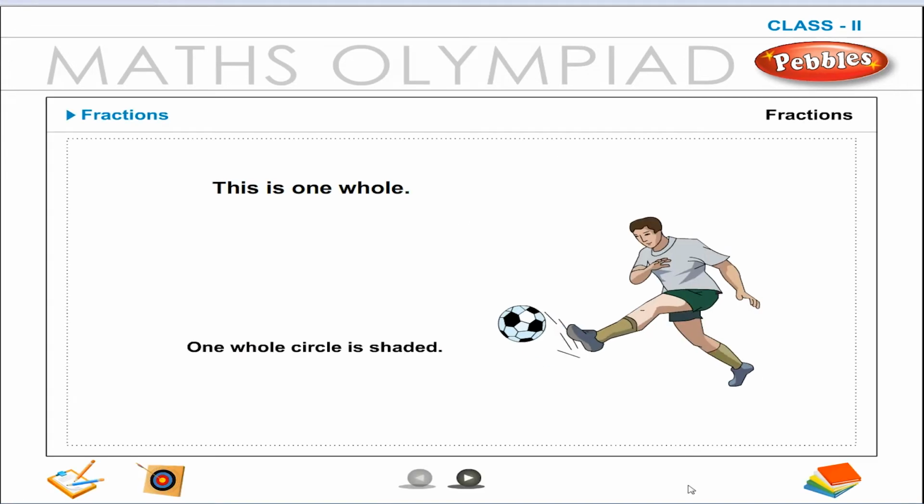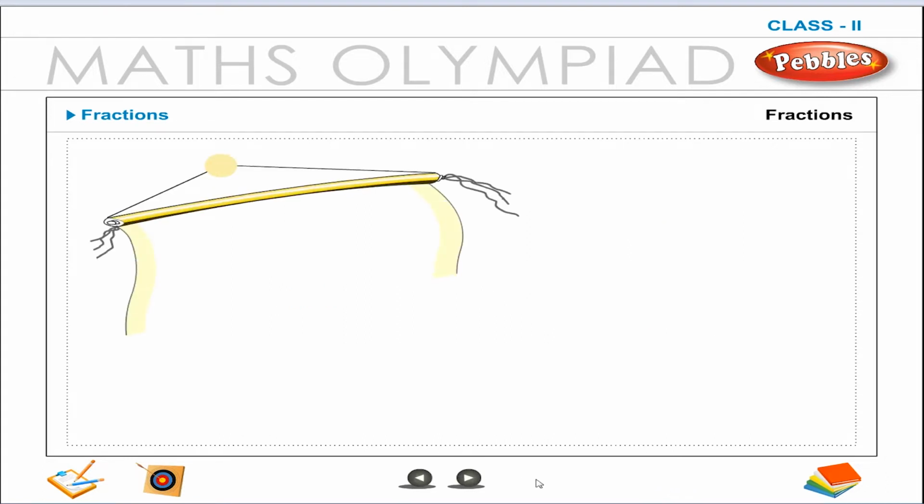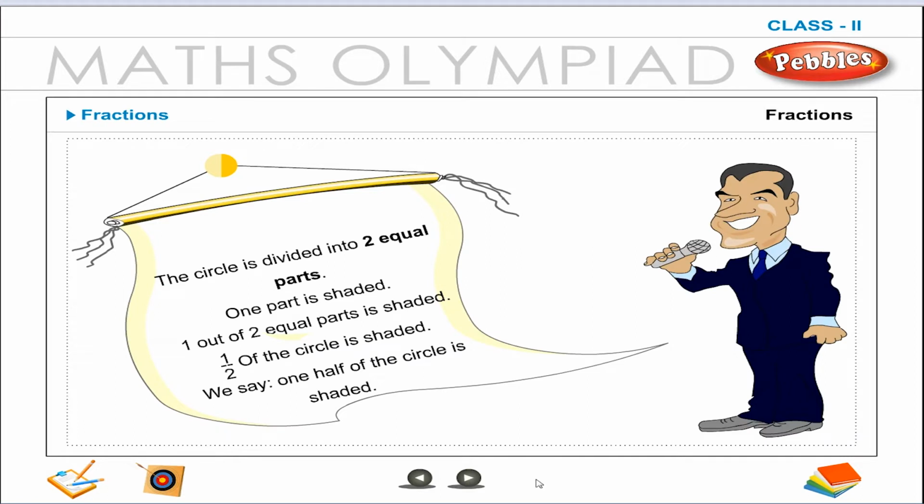Fractions. This is one whole. One whole circle is shaded. The circle is divided into two equal parts. One part is shaded. One out of two equal parts is shaded. Half of the circle is shaded. We say one half of the circle is shaded.